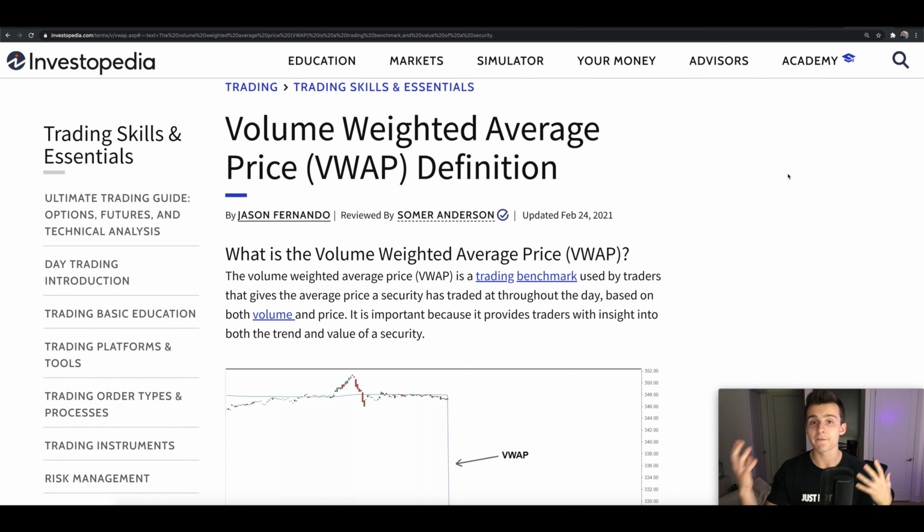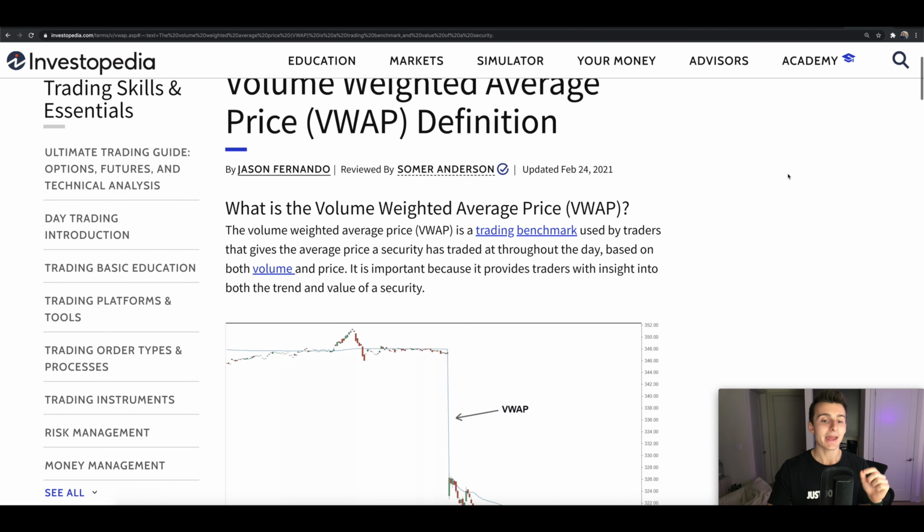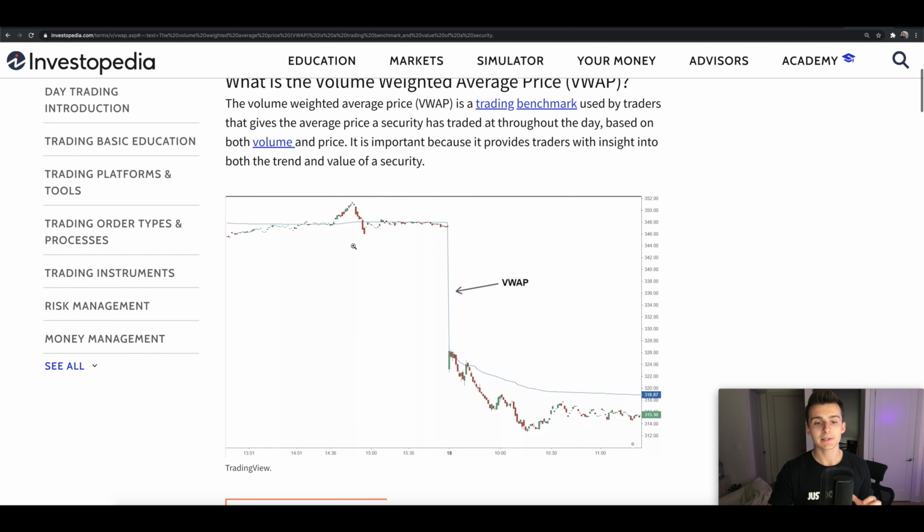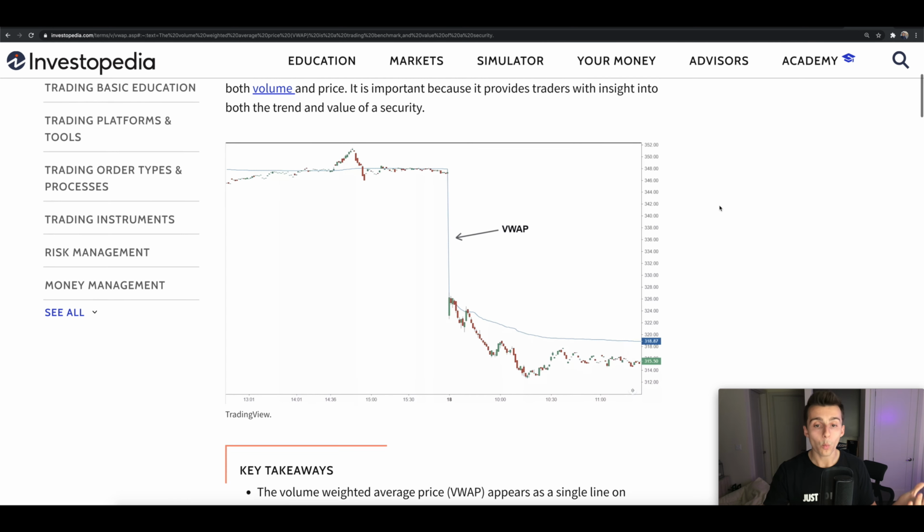So what is VWAP? It stands for Volume Weighted Average Price. That's what it is, okay? And what we can see here by Investopedia's example is this line right here, the VWAP line, the volume weighted average price. Essentially, as a stock trades throughout the day, this is always slightly changing. However, over time, it gets harder to change unless you see a surge in volume. Why would that be the case?